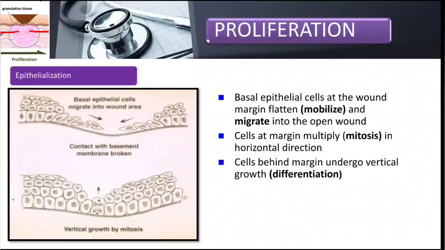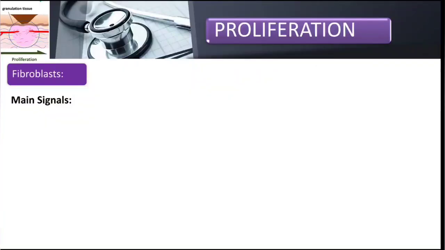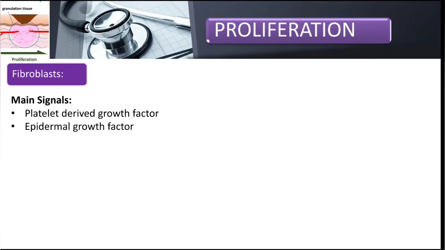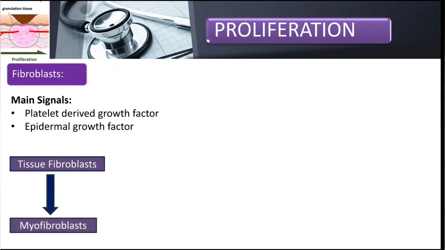As you can see here on this diagram, we are trying to close this defect. Next is the fibroblast. The main signals for fibroblasts are platelet-derived growth factor and epidermal growth factor. There is another important type of specialized cell called myofibroblast. These are contractile cells.